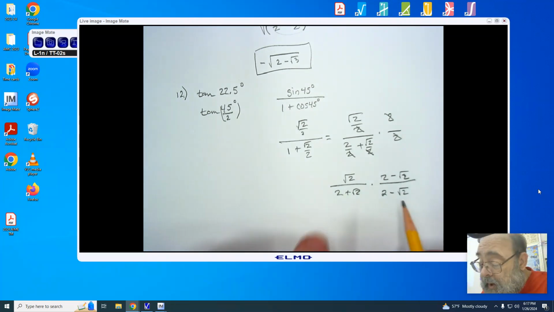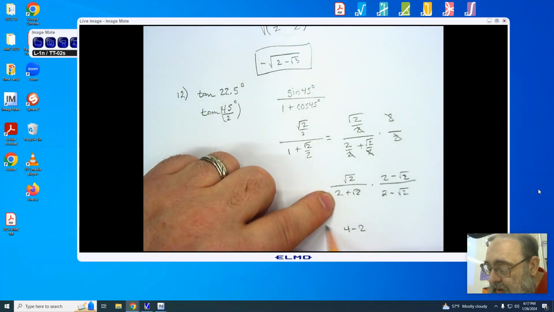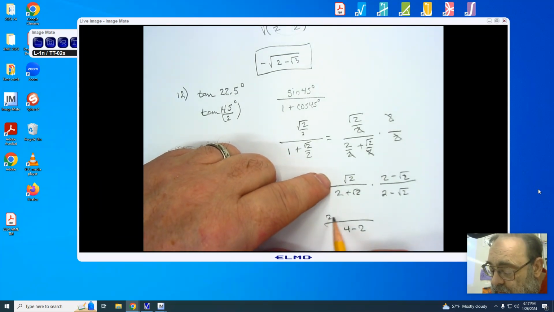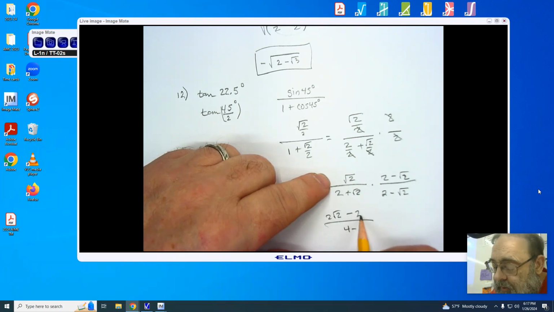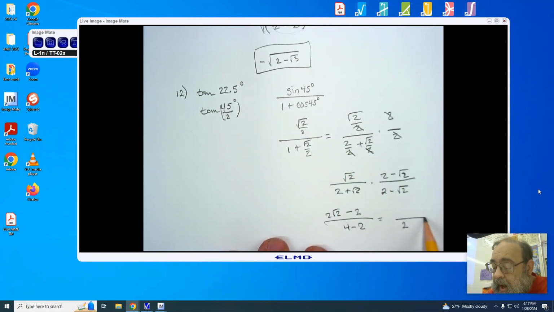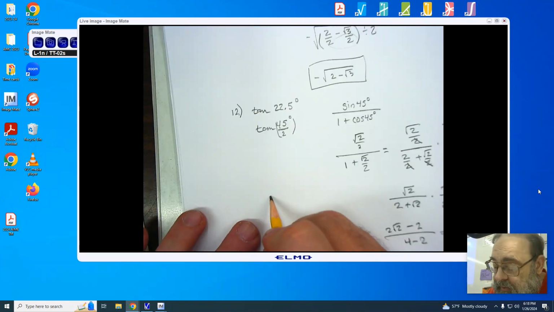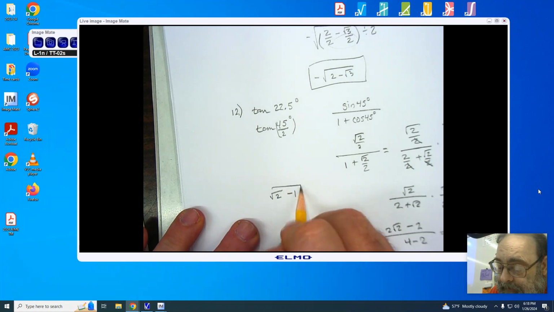Alrighty, we're now going to go ahead and start multiplying. We have a 4 minus 2 in the denominator. I have a 2 root 2 minus 2. Since I end up with a 2, I can factor out this 2, leaving me with the square root of 2 minus 1, and the 2's will reduce. Therefore, my answer is the square root of 2 minus 1.